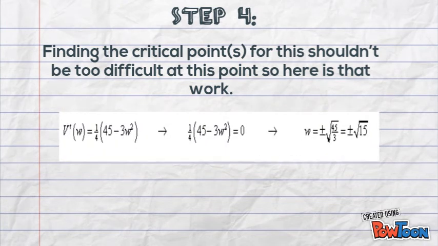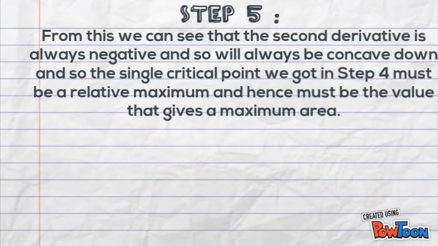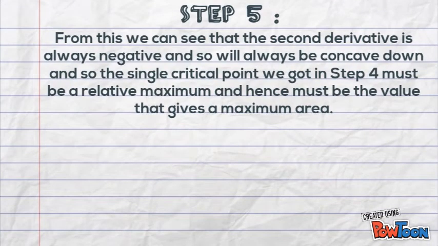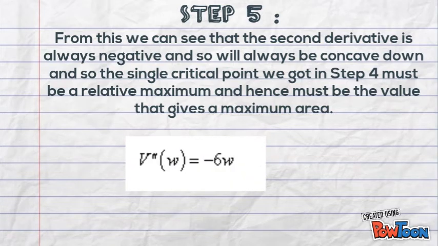So here is the work. From this, we can see that the second derivative is always negative, and so will always be concave down, and so the single critical point we got in step 4 must be a relative maximum and hence must be the value that gives a maximum volume. V double prime of W equals negative 6W.